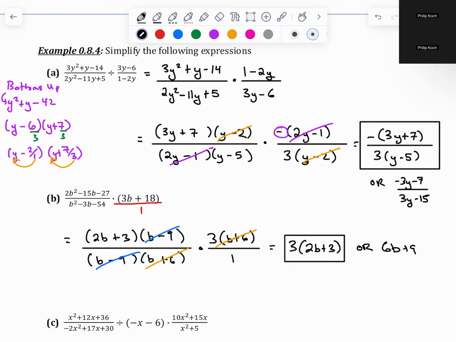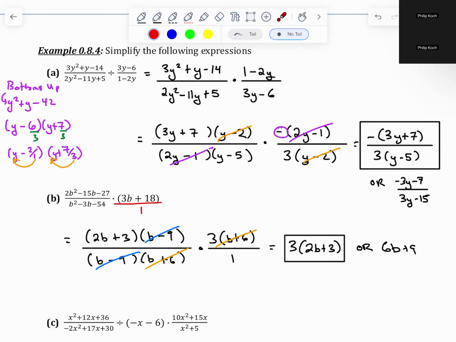The main thing that I wanted to mention in part B is, remember, if you're multiplying by an expression, just a simple polynomial or something like that, you can always treat it like a fraction, writing it as 3b plus 18 over 1. So that allows us to write this as fraction multiplication, and then we multiply across, and we're able to cancel stuff, and we end up with either 3 times 2b plus 3, or you can simplify it just like I did in the first one by distributing it.